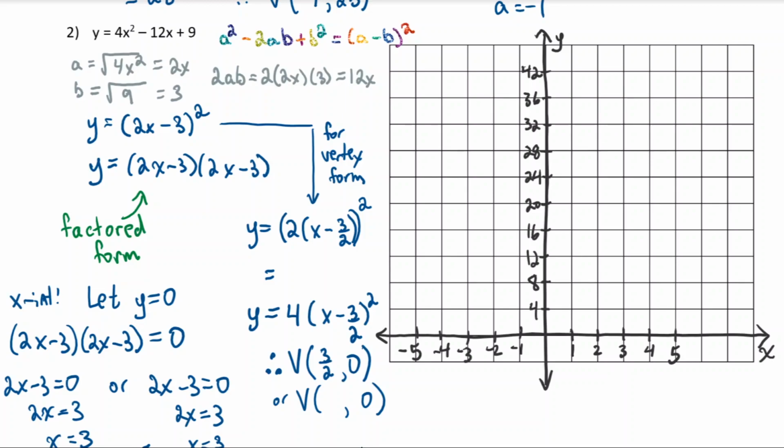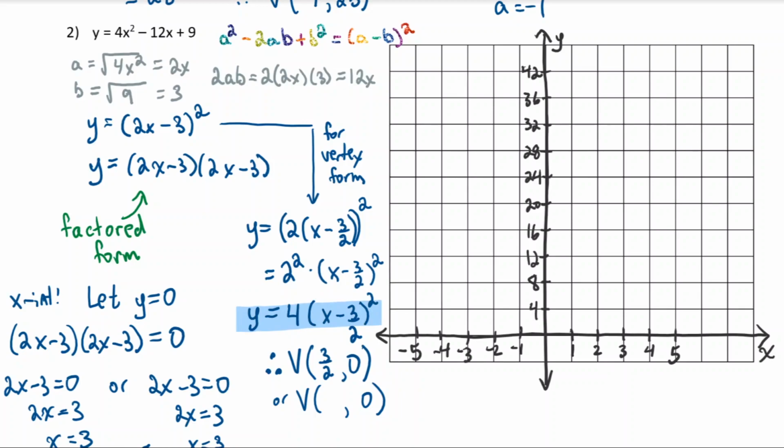Now I'm going to use my exponent laws. We know that when things are separated by multiplication, we can just apply this squared to each thing. So we now have 2 squared, and then we need to now go x minus 3 over 2 squared. As you can see, 2 squared is 4, and then we have our x minus 3 over 2 squared. This right here is vertex form.